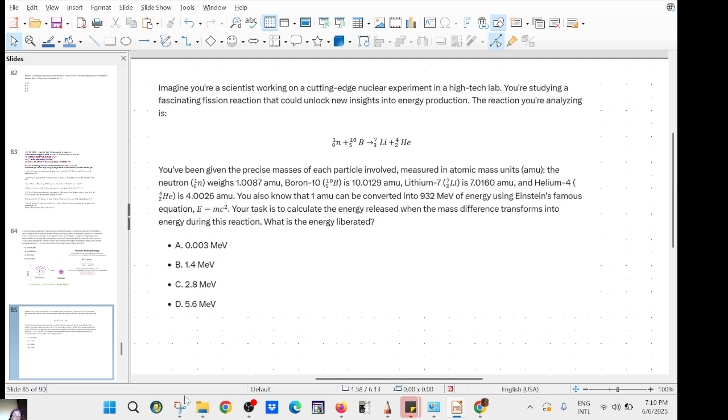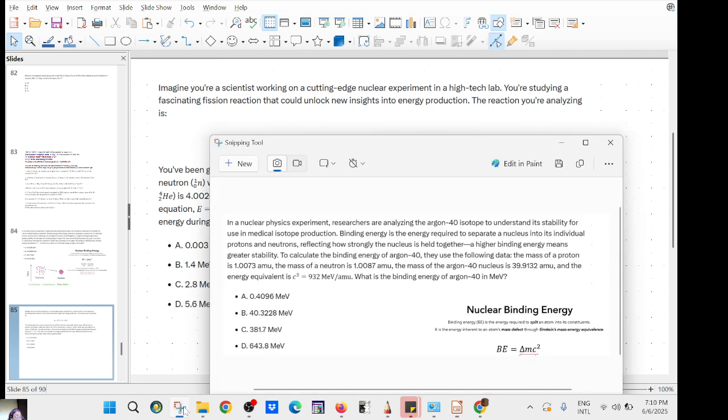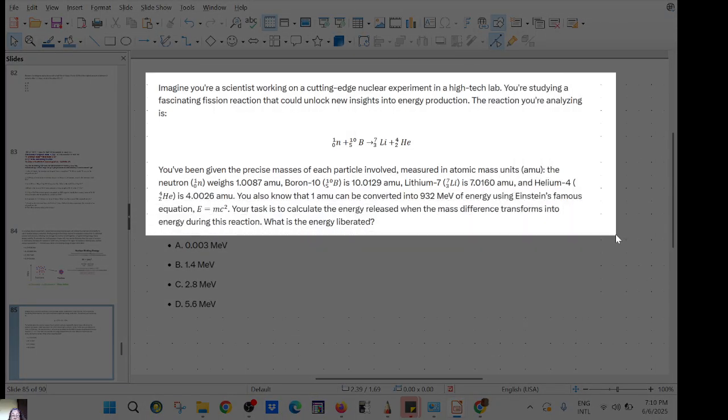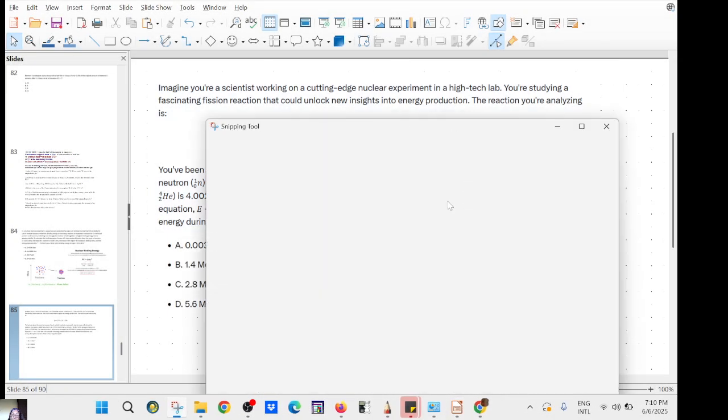So anyway, you can pause the video and try to do it. Again, once you understand how it works, it's not that hard.